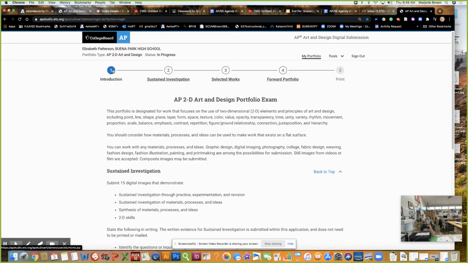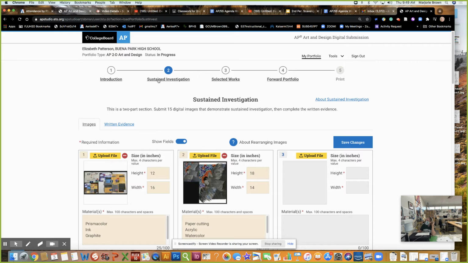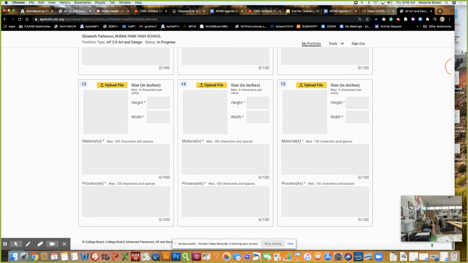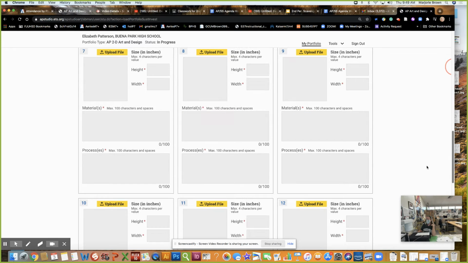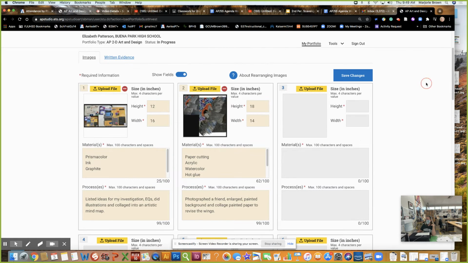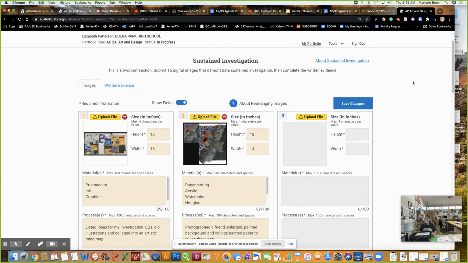The introduction, we don't need to worry about that. We need to go to step 2, which is the sustained investigation. This is your exam. This is all 15 slots that are expected of you for the rest of the school year. What is required from you for first semester and for finals is what I'm going to go over today. And we are going to talk about what the judges expect to see. And I'm going to go ahead and show you evidence that they're going to want.